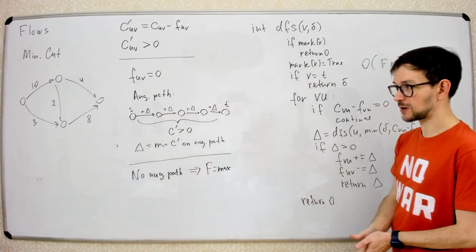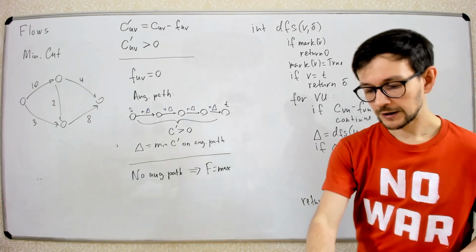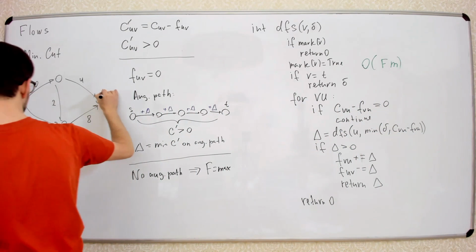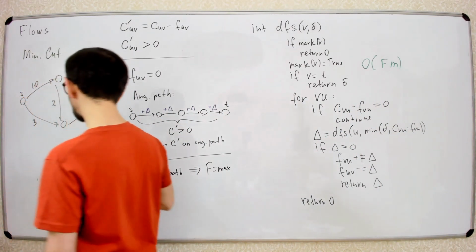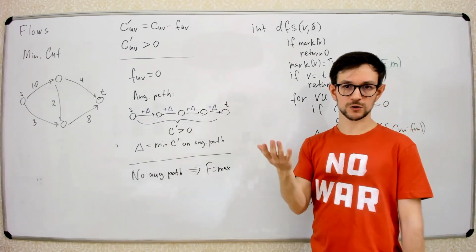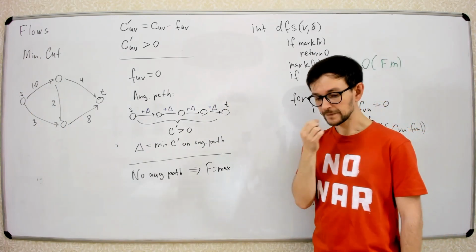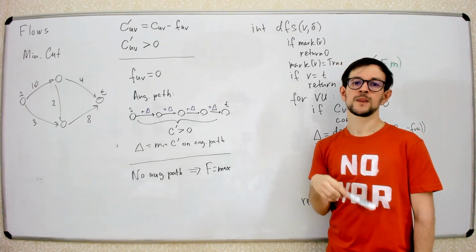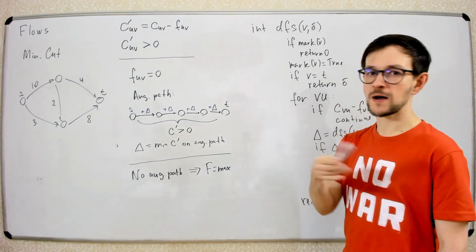So what is the minimal cut problem? You have some graph, again, you have some network. You have two nodes, S and T. What is the problem? These numbers are the costs of these edges. And the problem is to remove some edges such that there will be no path from S to T.